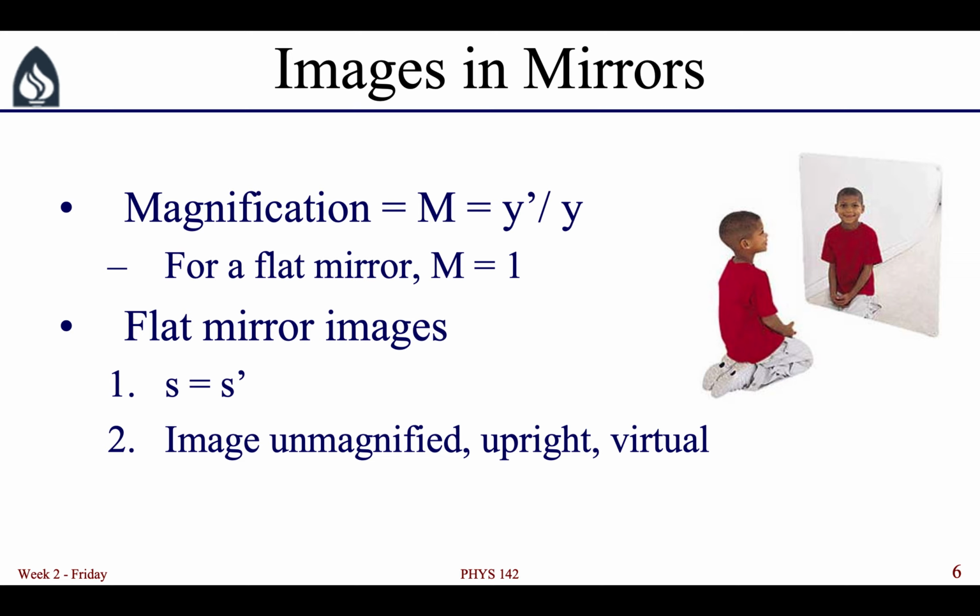So we can look at how the image is different from the object in terms of its height. The magnification that is made by a mirror is defined as being equal to the image height divided by the object height. For a flat mirror, m is equal to 1, meaning that the mirror does not magnify or shrink the image. So for flat mirror images, the object distance is equal to the image distance, and the image is unmagnified. It's upright. When you look at a reflection of yourself in a flat mirror, it's not upside down.